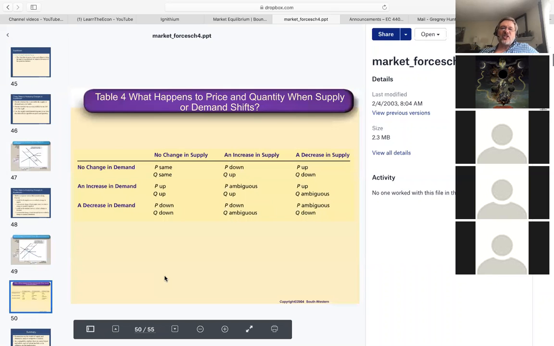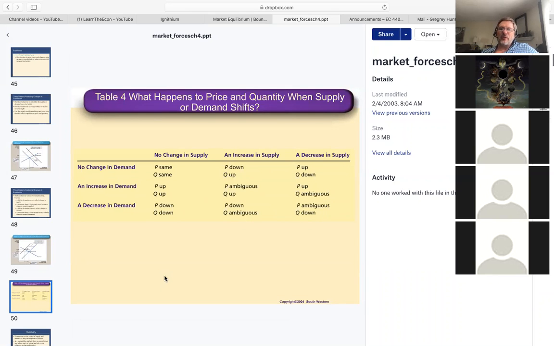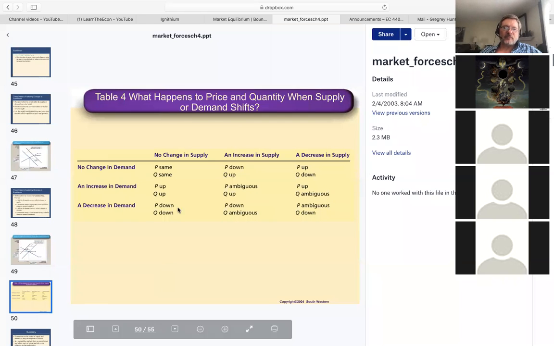So this chart is really useful, and if you want to take a picture or write something down in your notes, rather than reviewing the whole lecture, I think this is, if not the most useful slide, one of the most useful slides in our lecture today. And so you can see all of the different cases, and the ones I want to point out to you: obviously if you have no change in supply and no change in demand, then the equilibrium is going to be the same.